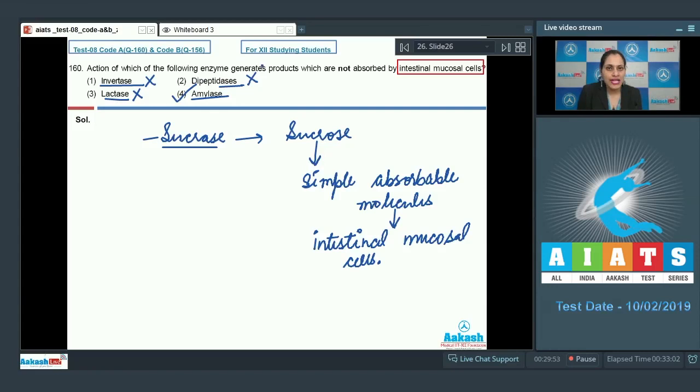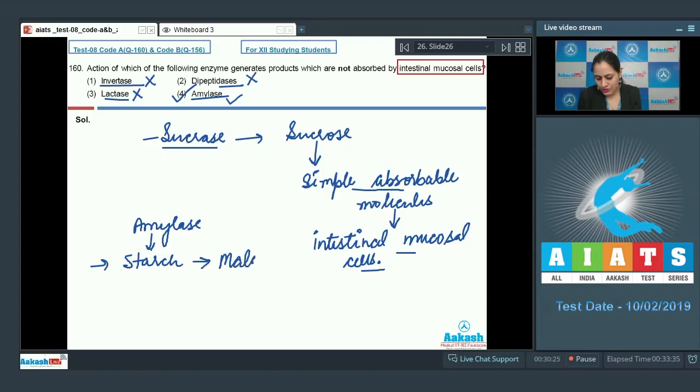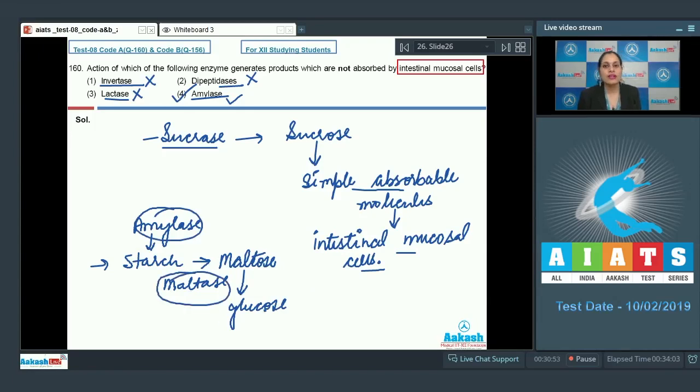because dipeptidases acts on dipeptides and lactase acts on lactose, thereby producing simple absorbable molecules which get absorbed in intestinal mucosal cells. Whereas the last option, amylase, is a correct answer because amylase acts on starch and thereby producing maltose, which is further digested by maltase to form glucose. So it's not amylase but maltase which will form simple absorbable forms which get absorbed by intestinal mucosal cells. So the correct answer to this question is option number 4. Let's discuss our next question.